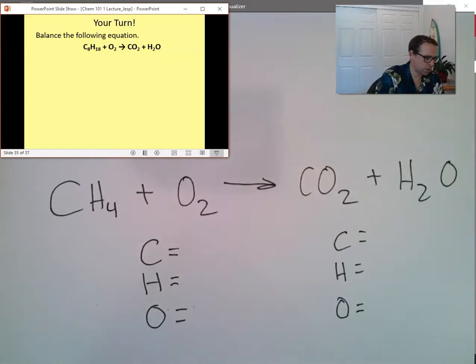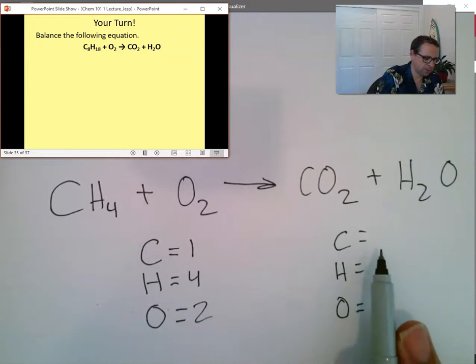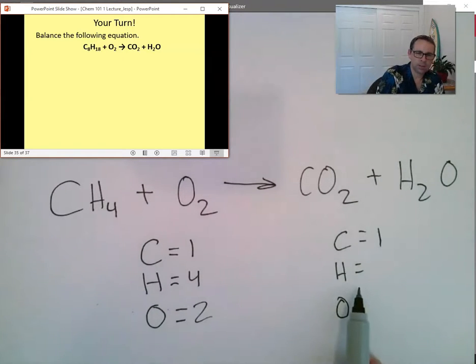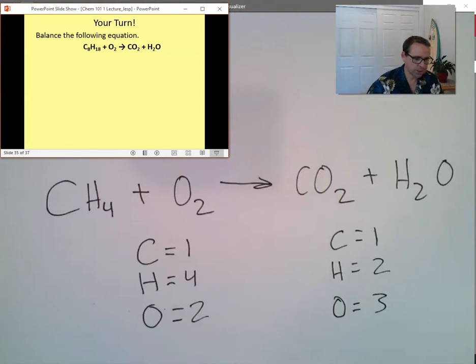So how many carbons on the left then? 1. How many hydrogens on the left? 4. Good. How many oxygens? 2. Very good. How many carbons on the right? 1. Hydrogens? 2. Good. Oxygens? 3. Okay, so what do we want to change first?